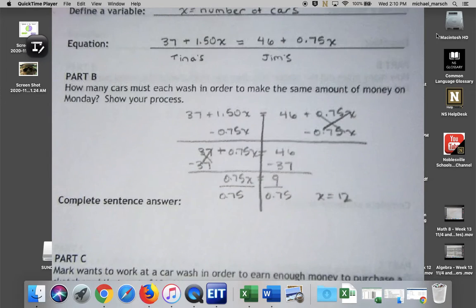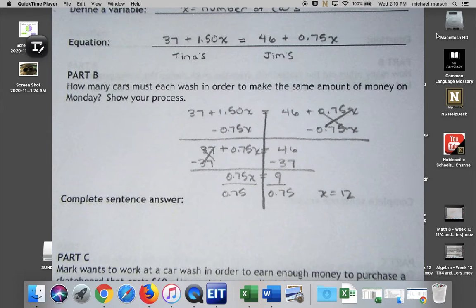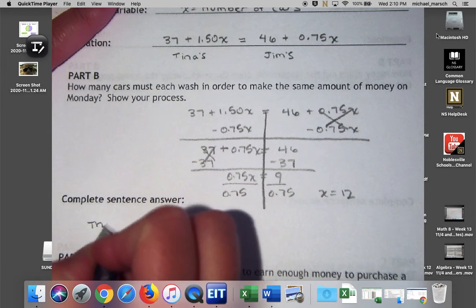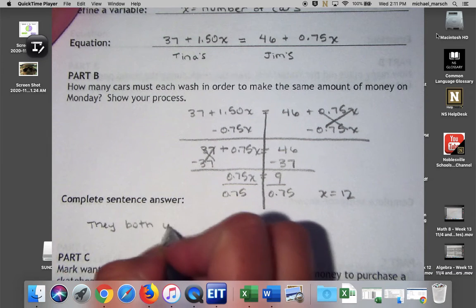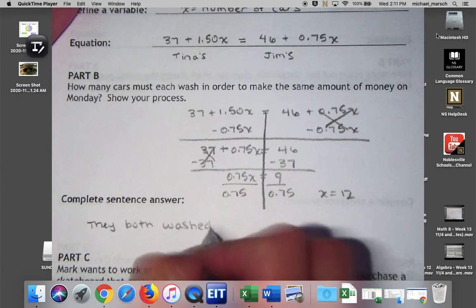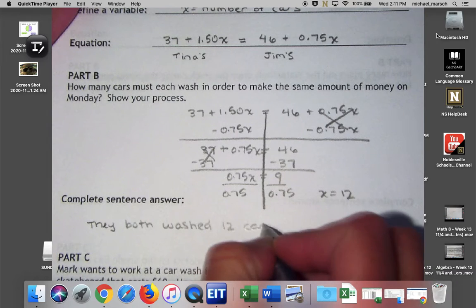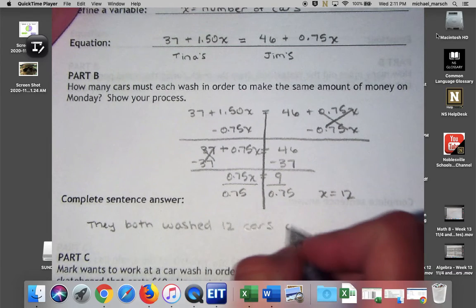So who can tell me what my complete sentence answer is? What does that 12 represent? They each wash 12 cars a day on Monday, right? Because it said how many cars. Is that what you had there, Nick? No, I had something different. Well, I had the same thing, just worded different. Okay, how did you word it? I said to earn the same amount of money, they would both need to wash 12 cars on Monday. Okay.